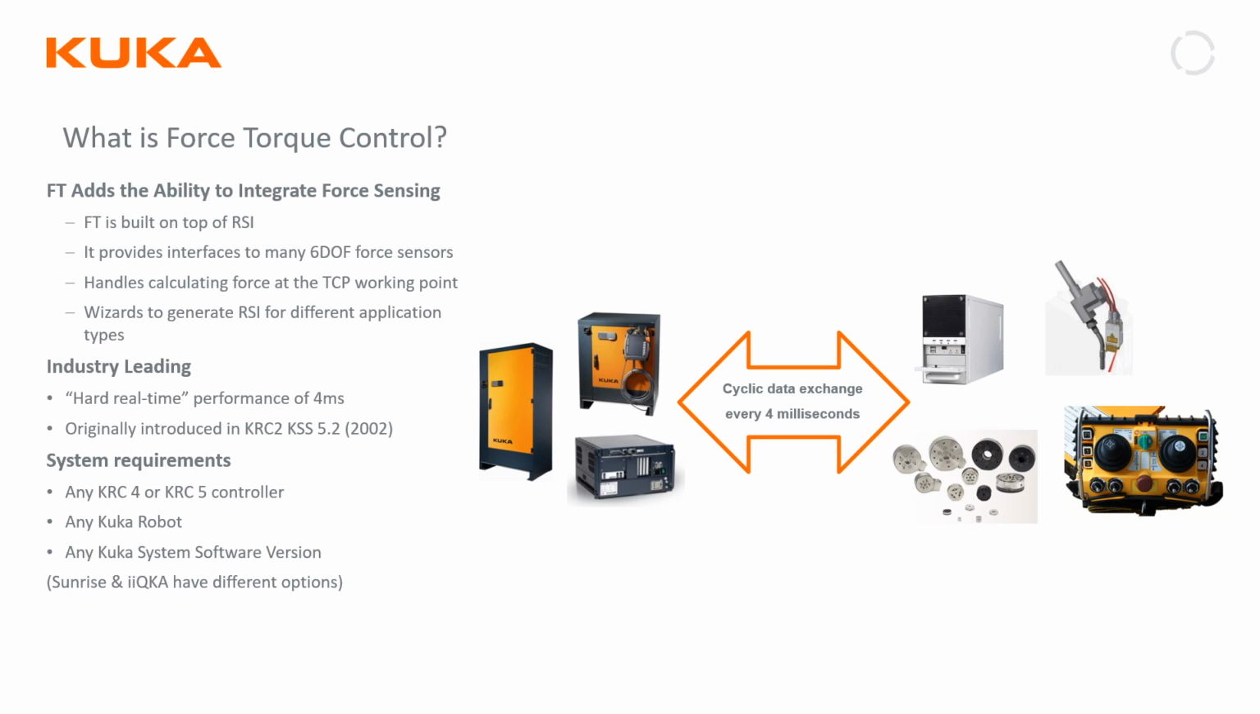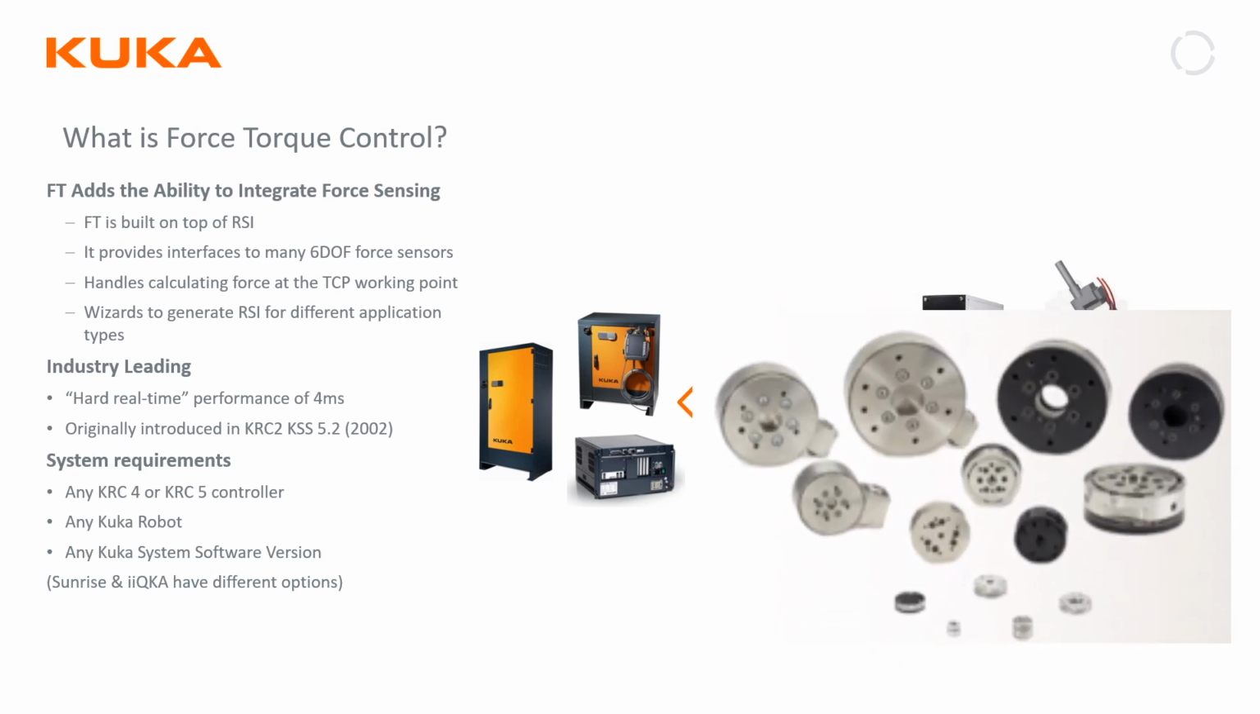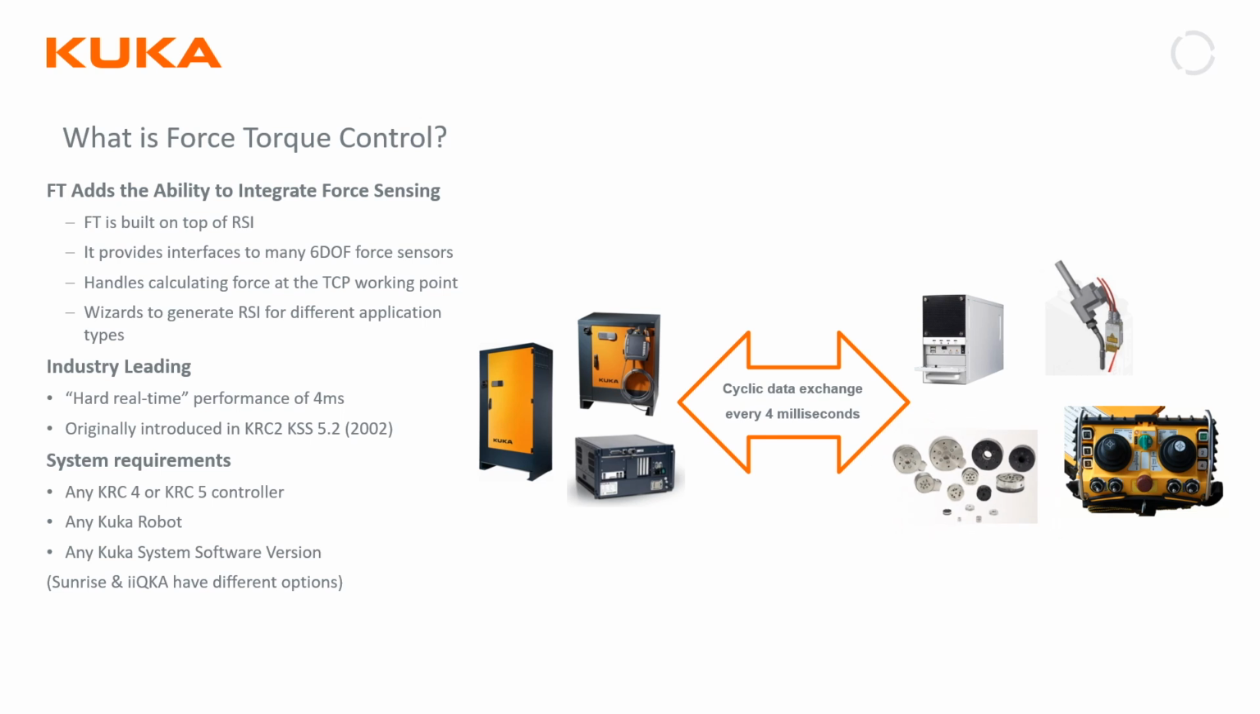Force Torque is another tech package which is built on top of RSI. It enables use of 6-degree of freedom force sensor input on the robot end effector. It supports any sensor that can get input into our field bus systems. ATI sensors are best in class, and we have extended driver capability for them. The system handles advanced math for calculating force at any working TCP point, regardless where the sensor is mounted.